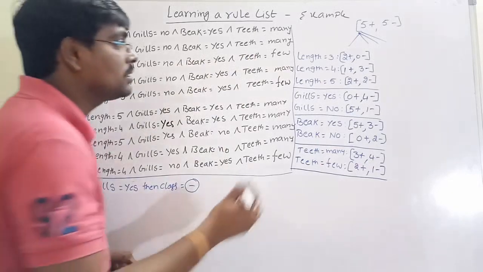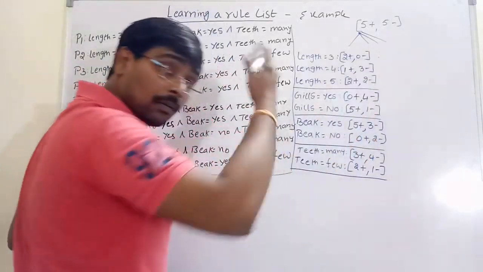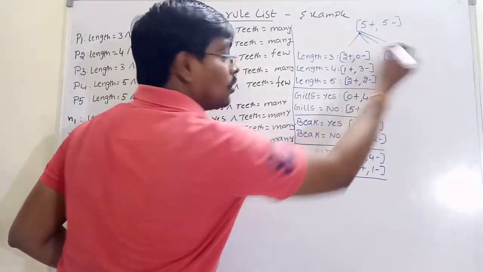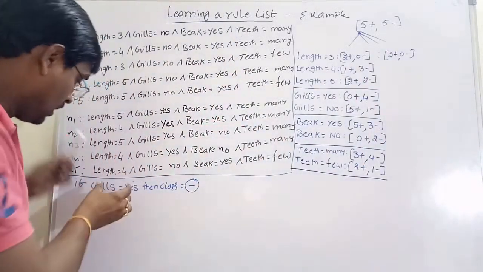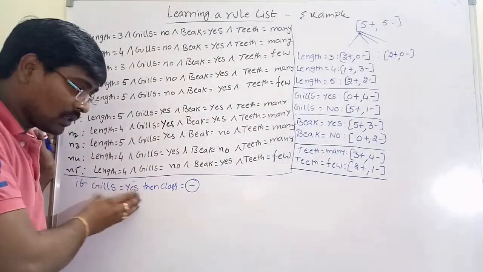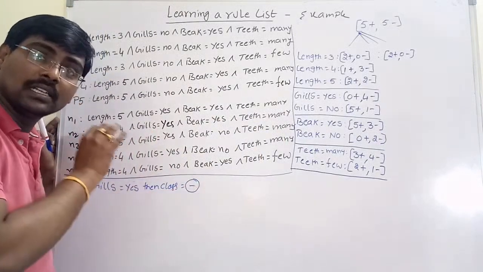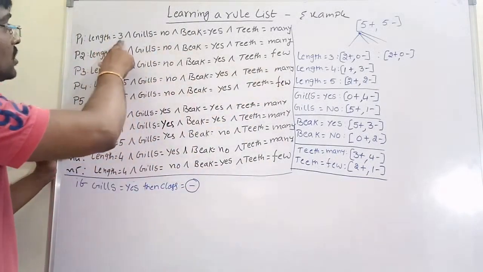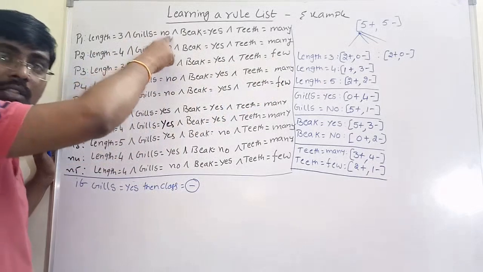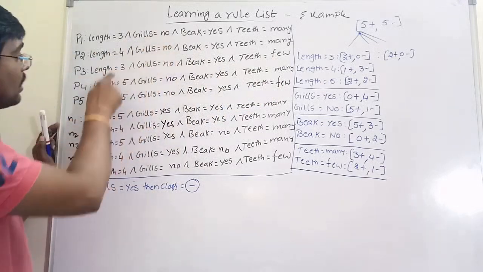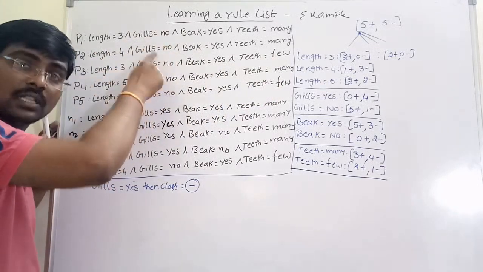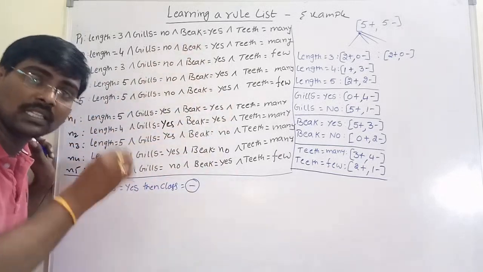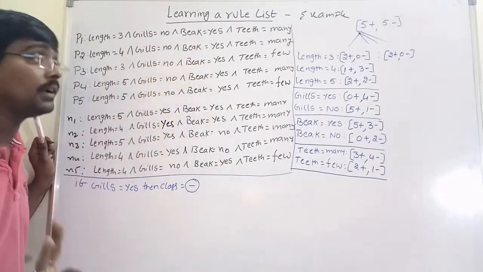After modifying the tree, you got it? Again I will explain. If gills is equal to yes, then the class is negative. We don't need any negative class. So length is equal to 3, here gills is no. This is included. Length is equal to 3, gills is equal to no, this is also included. Whenever gills is equal to yes, that statement is eliminated.